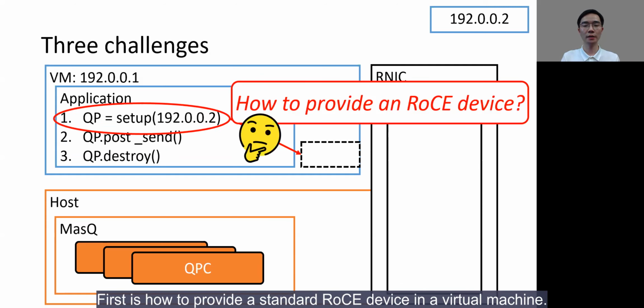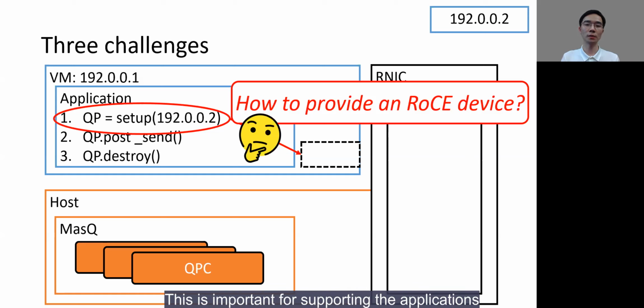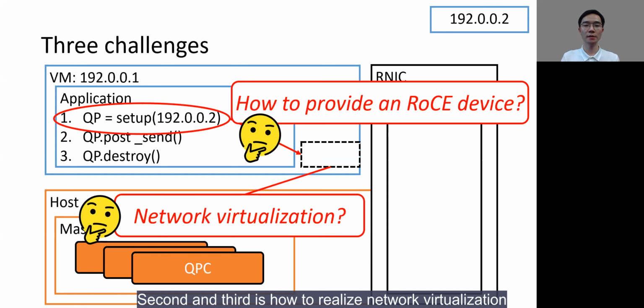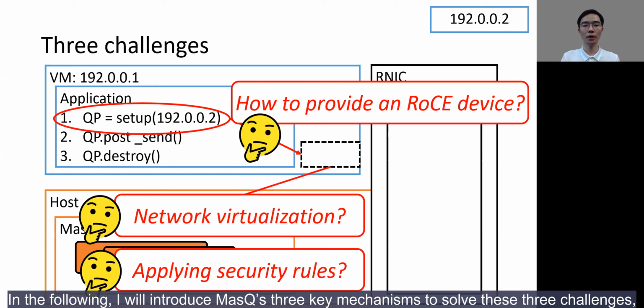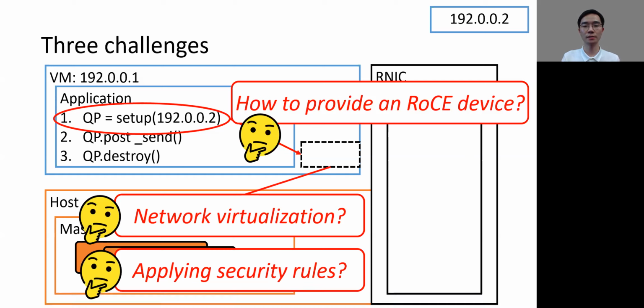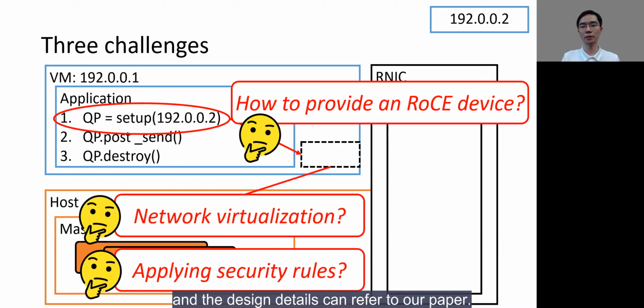First is how to provide a standard RoCE device in a virtual machine. This is important for supporting the applications who access the RDMA device using an IP address. Second and third is how to realize network virtualization and the application of security rules in MasQ software. In the following, I will introduce MasQ's three key mechanisms to solve these three challenges. And the design details can refer to our paper.